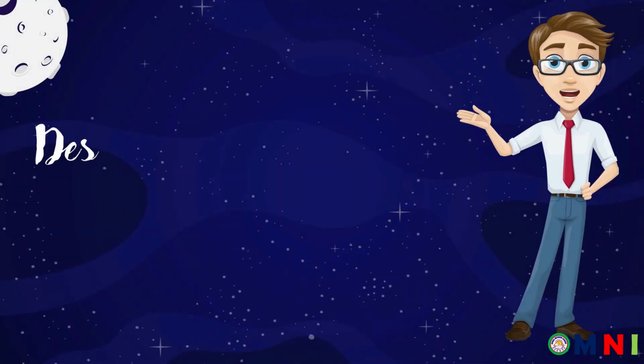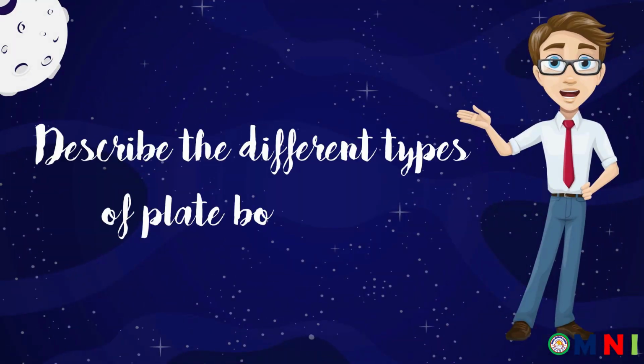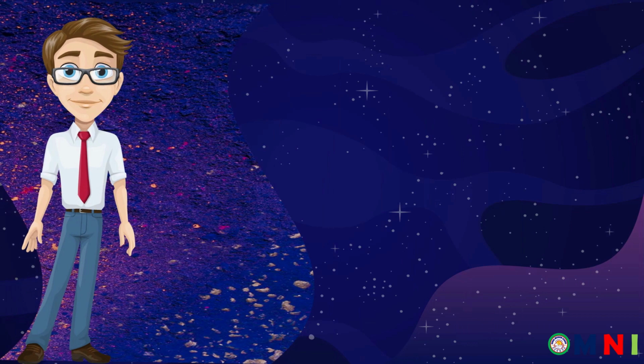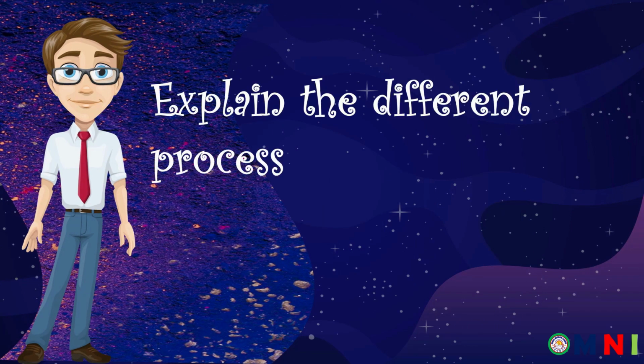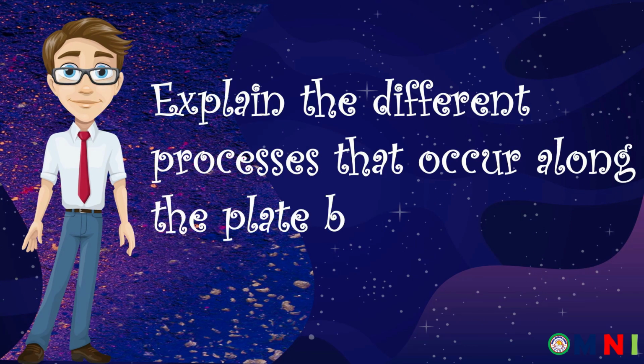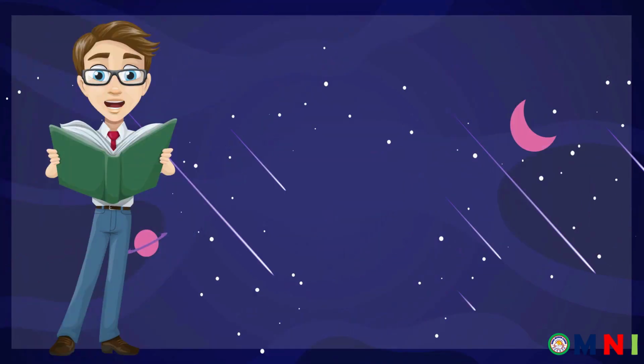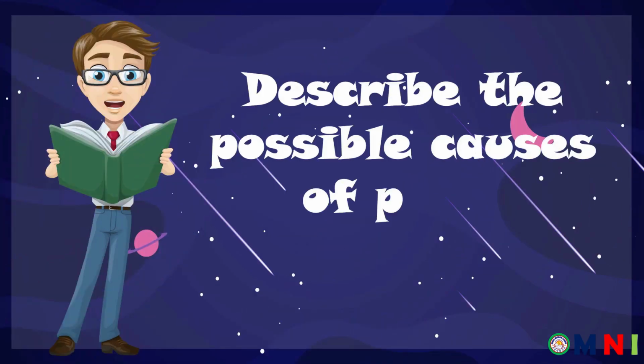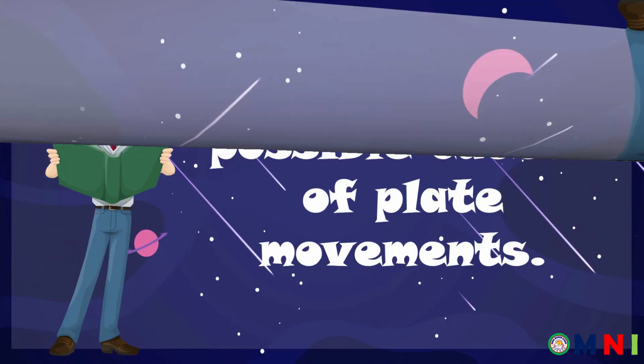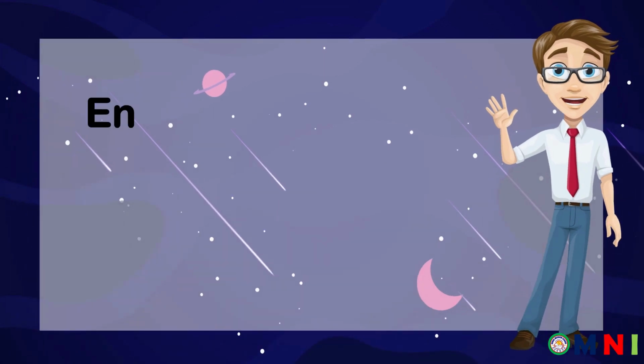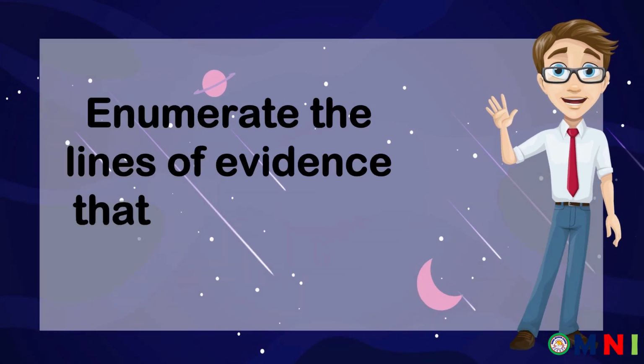Second, describe the different types of plate boundaries. Third, explain the different processes that occur along the plate boundaries. Fourth, describe the possible causes of plate movements. And the fifth one, enumerate the lines of evidence that support the plate movement.